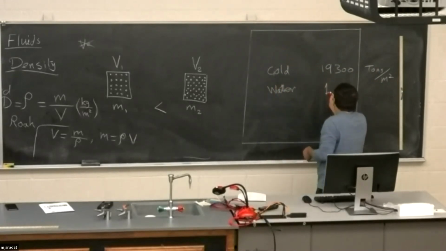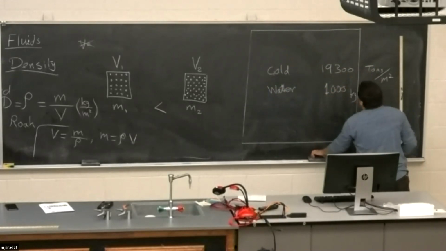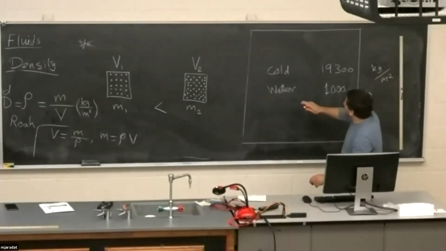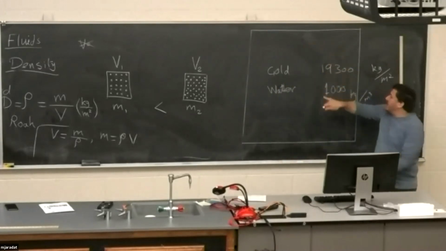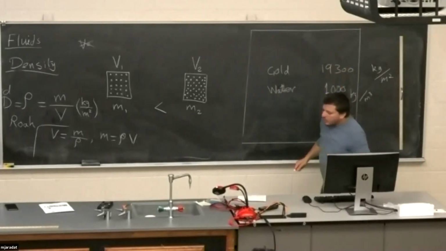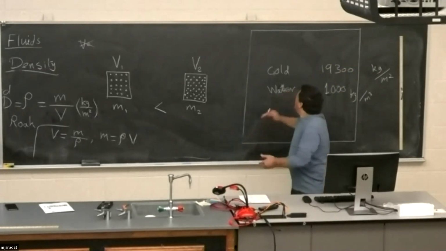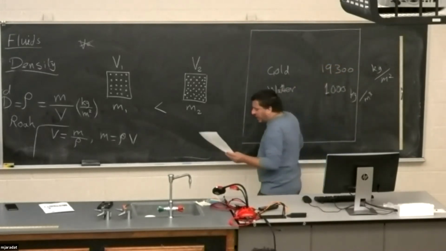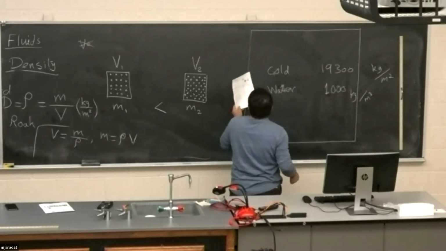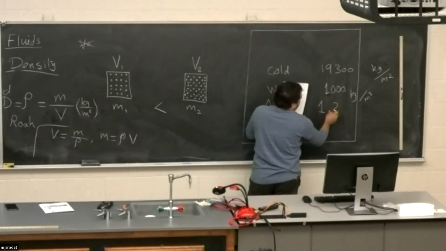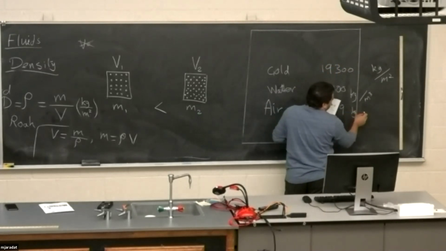But of water, it is just 1,000 kilograms per meter cubed. This amount of water is 1,000 kilograms, which is just 1 ton. What about light things? For example, air. 1 cubic meter of air is just 1 gram, I think. No, 1 kilogram. Air is 1.29 kilogram per meter cubed.